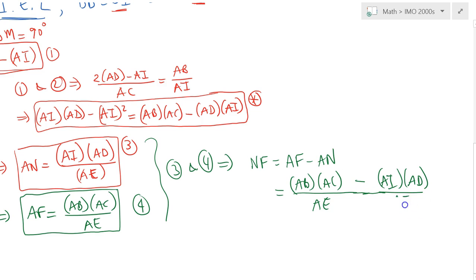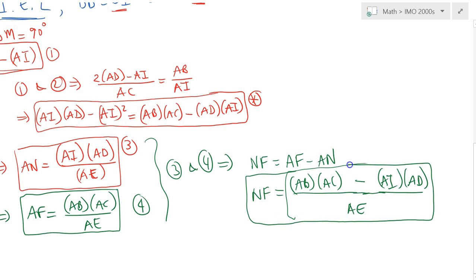So let's put a minus sign here, and let's put the common denominator AE here, and let this whole expression be, let's call it expression 5.